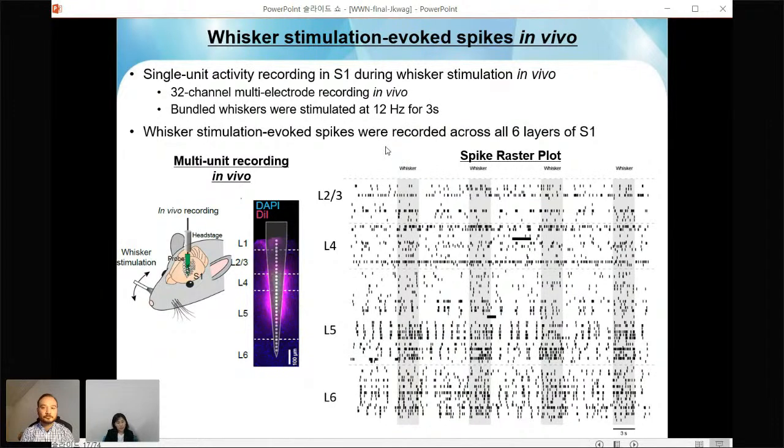So first, as I said, we are going to now record the whisker stimulation evoked spikes in vivo. In order to do this, we place a 32-channel multi-electrode probe into the barrel cortex, and then we stimulate the whisker. The whole purpose was to generate reliable spike patterns across all six layers. So we bundled up all the whiskers together and stimulated them at 12 hertz for 3 seconds. This allowed us to generate very random spike patterns ranging from 0 to 40 hertz across all layers. Then we recorded all the spike patterns of all the neurons across the layers using this silicon probe. You can see there are a lot of neurons being recorded.